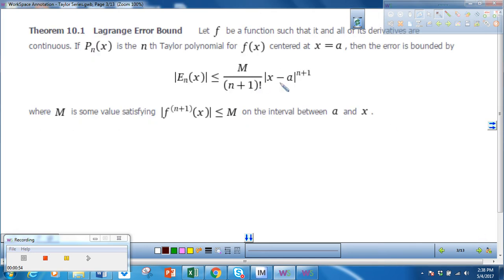Then also you need to know error. So remember M, this M is what's going to maximize the error, maximize the derivative on an interval. Generally, if we use Lagrange, this is given to you in some form or another.